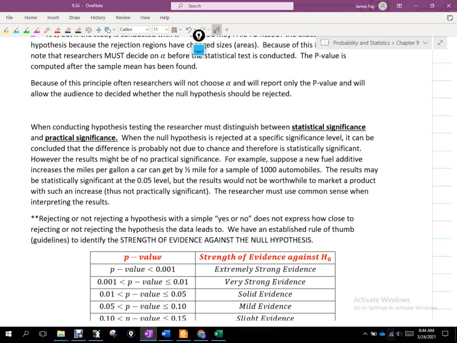But if they say our additive that we put in gets you 10 miles to the gallon more, then they can market that. So that would not be a situation that's practically significant. So the researcher must use common sense when interpreting the results.